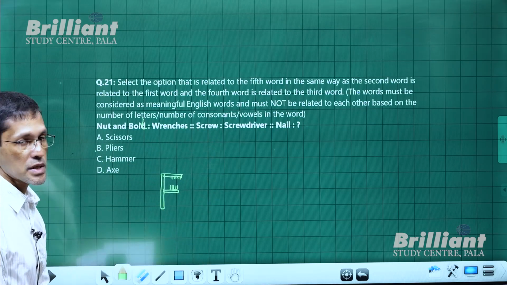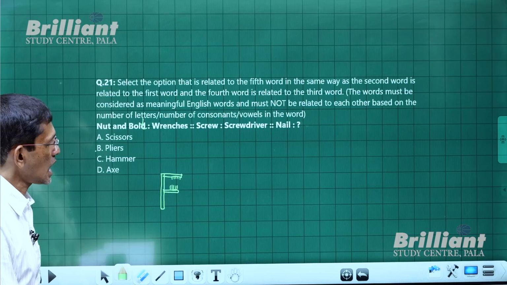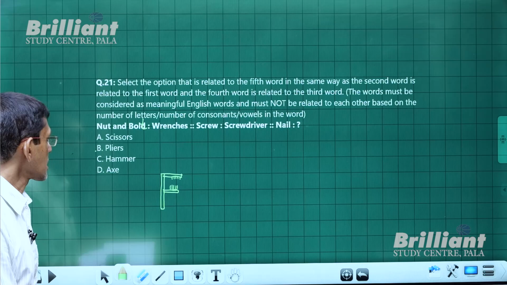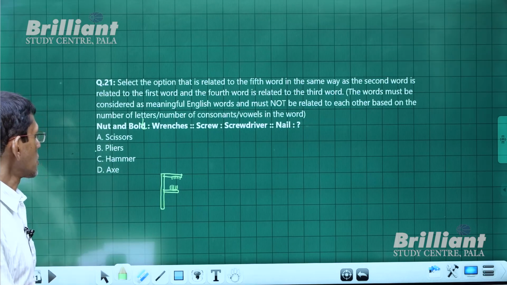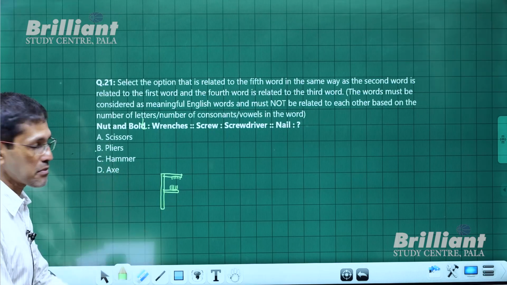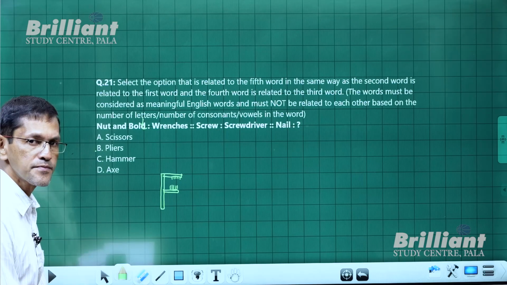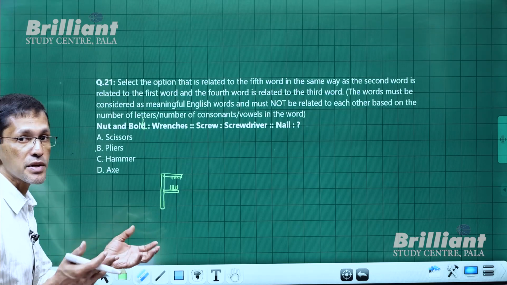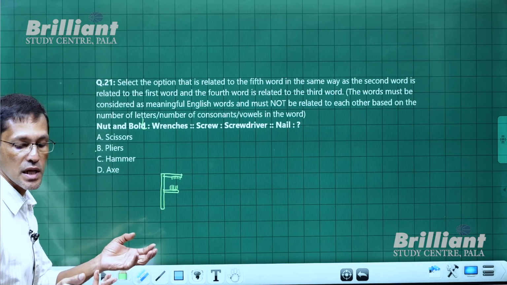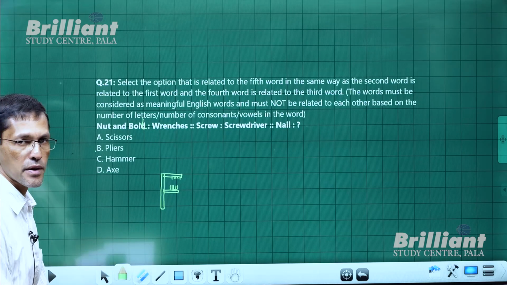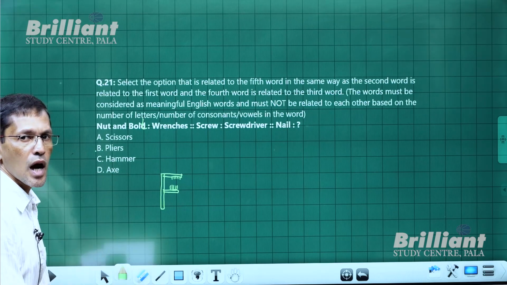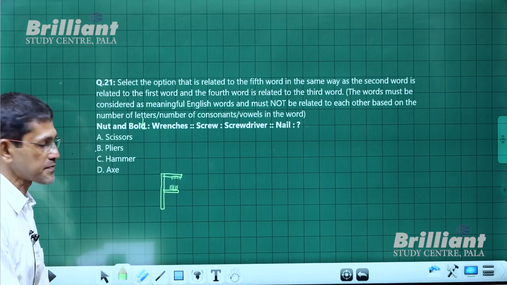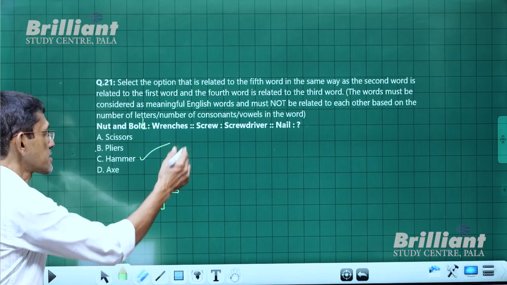And the screw, definitely it is a screwdriver, right? And the nail, which kind of tool is used on a nail? Is it scissors, or pliers, or a hammer, or an axe? You know what? The nail and hammer are pretty much a complementary pair. Everybody knows that. If it is a nail, definitely we use what? A hammer, to hammer that nail into a wall or any kind of wood piece. So, the answer is what? Hammer.